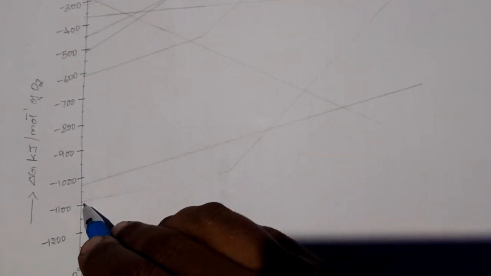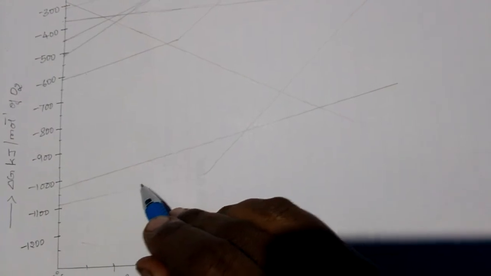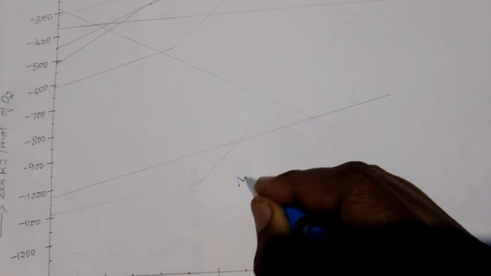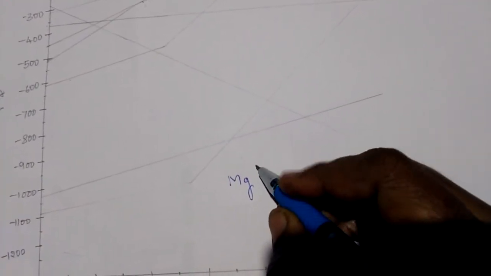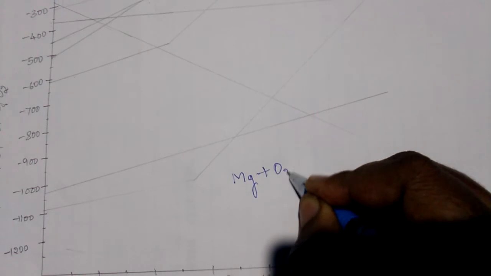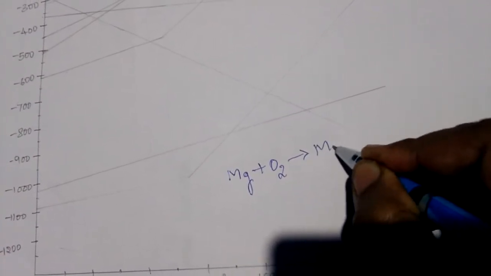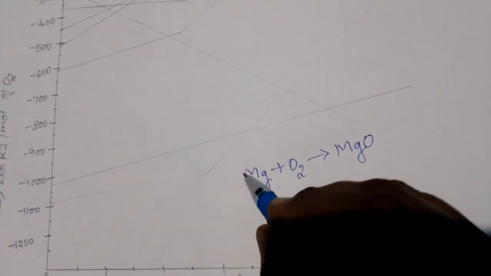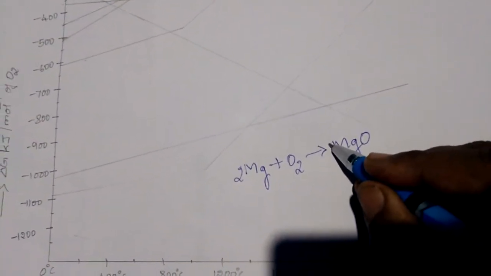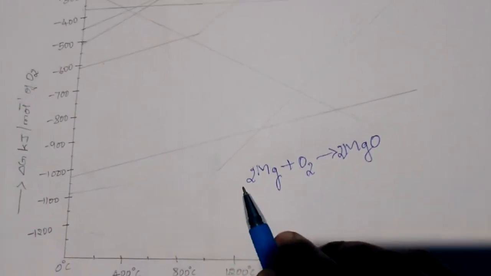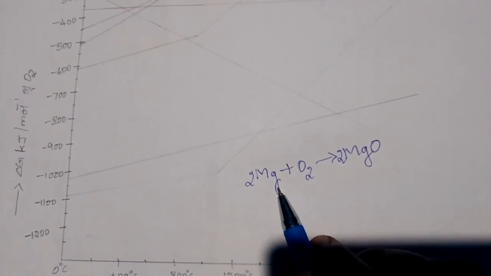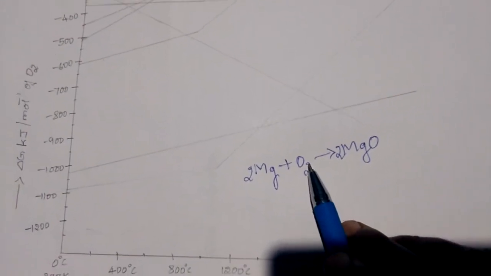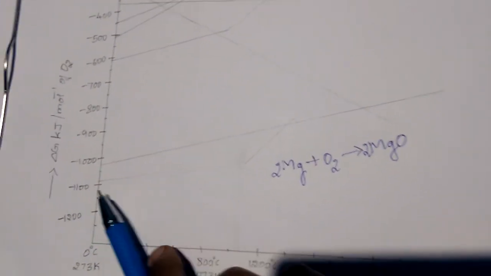So this first line is for the conversion of magnesium into magnesium oxide. So it is only for the consumption of 1 mole of oxygen, so it should be 2 Mg giving 2 MgO. For the conversion of magnesium into magnesium oxide by consuming only 1 mole of oxygen, the delta G versus T plot is this line.